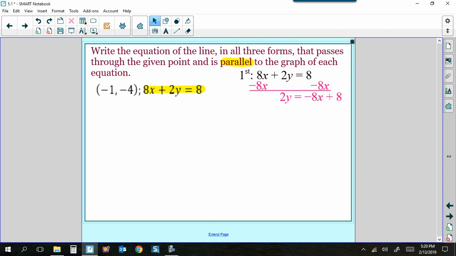Our y is still not isolated. We need to get rid of the 2 times part. So to eliminate that, we are going to divide that 2 out. And you can see now that we've isolated y, and you can easily identify your slope as -4.